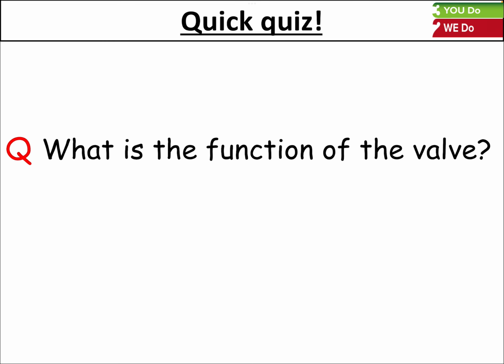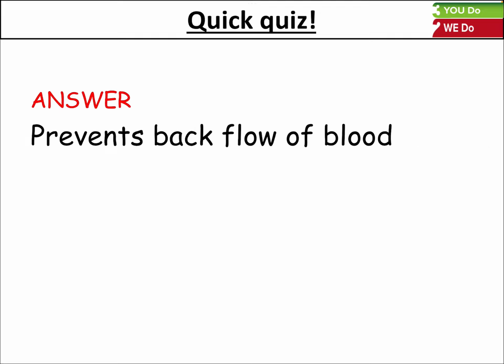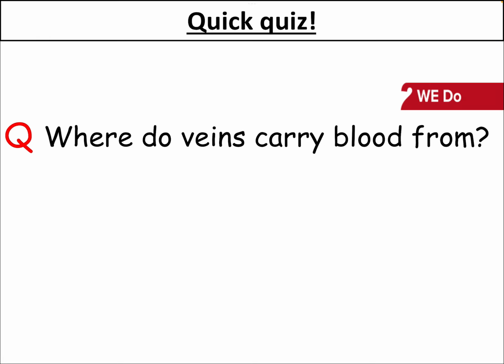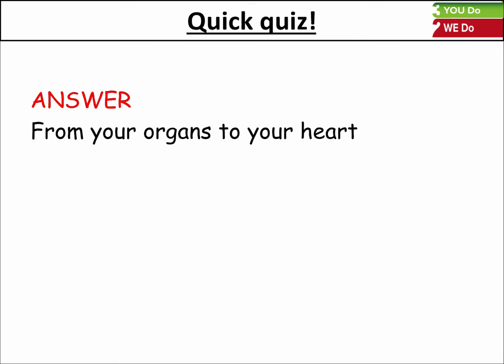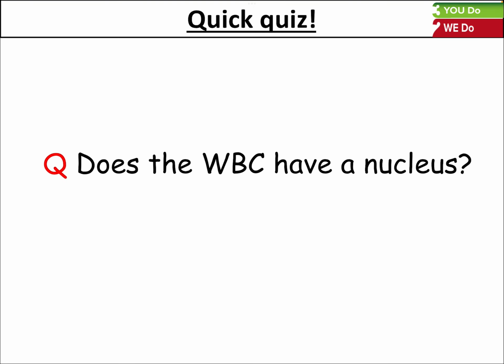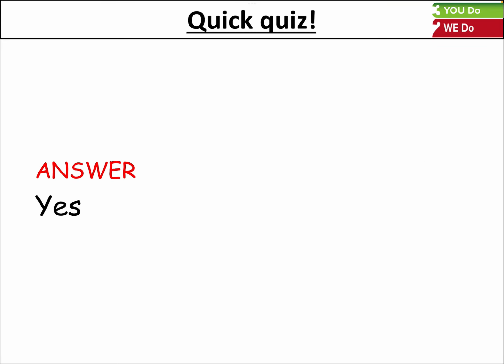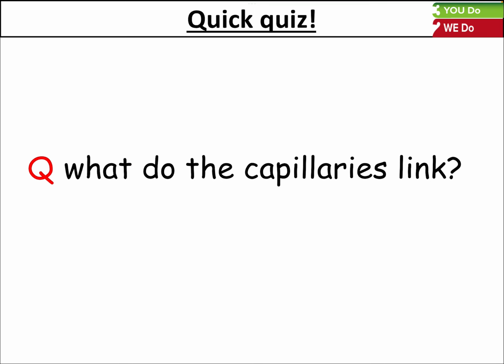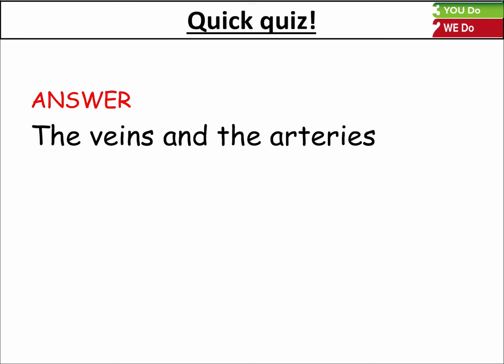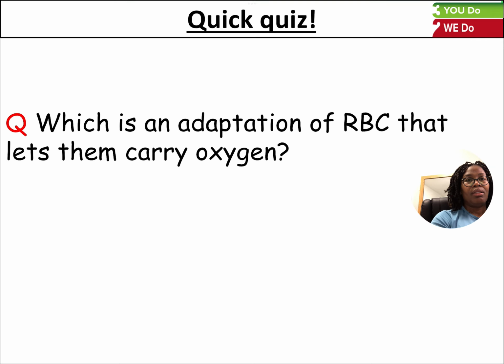Whenever you hear of valves, it means to allow substances to travel in one direction, prevent backflow. Where do veins carry blood from? It carries it from organs of your body to your heart. Do white blood cells have a nucleus? And it's yes, as I mentioned earlier. What do capillaries link? Capillaries link veins and arteries.